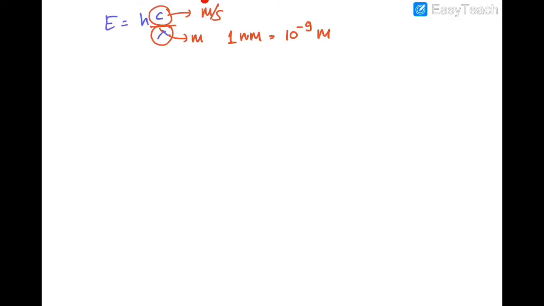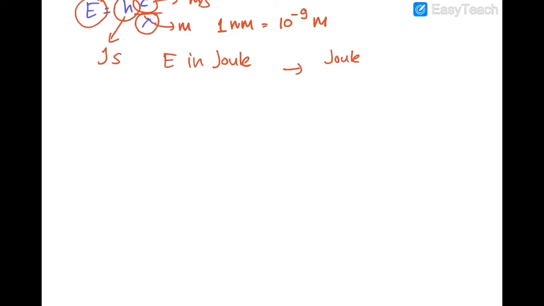And then c is meter over second, and h, the Planck constant, is joule second. So the energy itself will have the unit of joule. The energy of the photon will be in joule. Now, sometimes you are asked to calculate the energy in joule over mole.